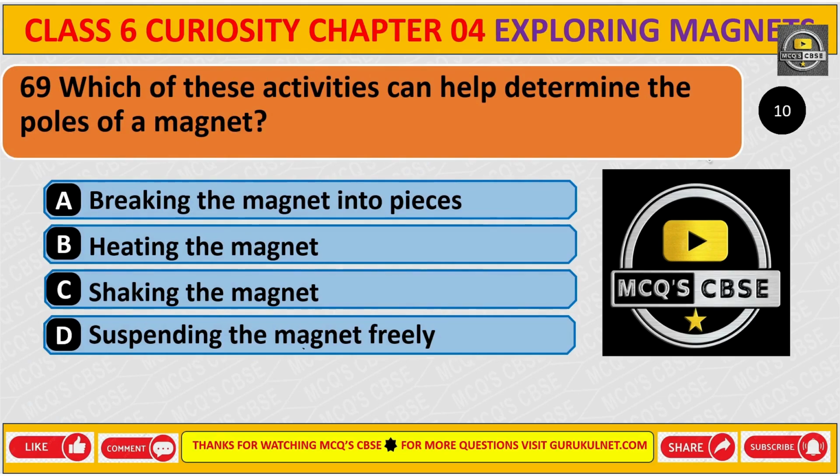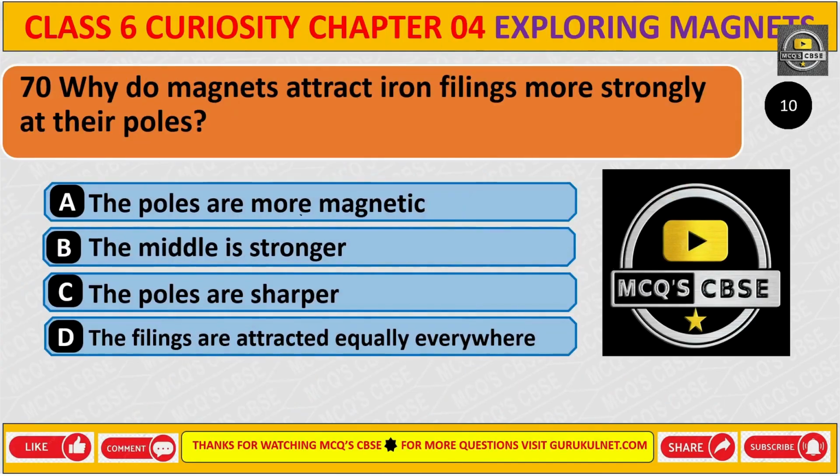Which of these activities can help determine the poles of a magnet? And the correct answer is D, suspending the magnet freely. Why do magnets attract iron filings more strongly at their poles? And the correct answer is A, the poles are more magnetic.